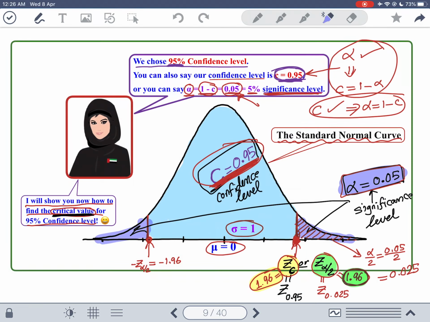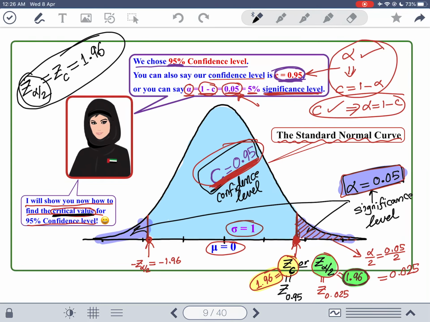Okay, so now that we know, let me just write what Leonud has found. She found that our Z sub alpha over 2 equals, also we call it Z sub C. For this lecture, I will always say Z sub alpha over 2 equals Z sub C equals, and then I will tell you it's 1.96. In coming lectures, we will just use one of them. Whichever one we use, please be happy with it, because it's so simple.